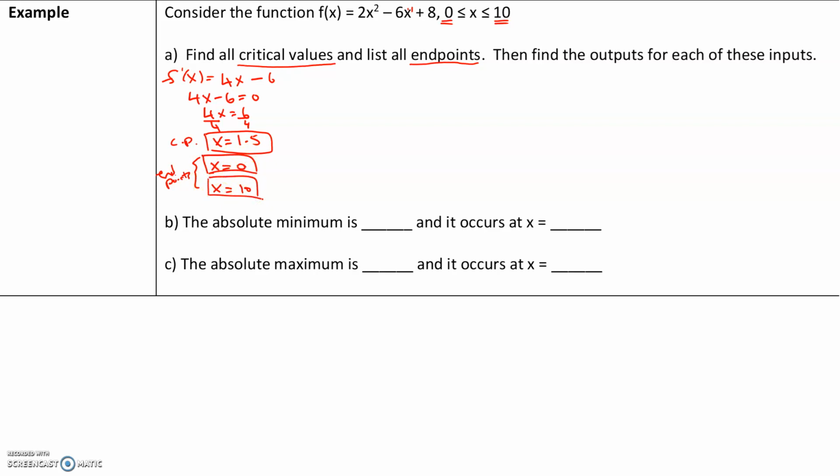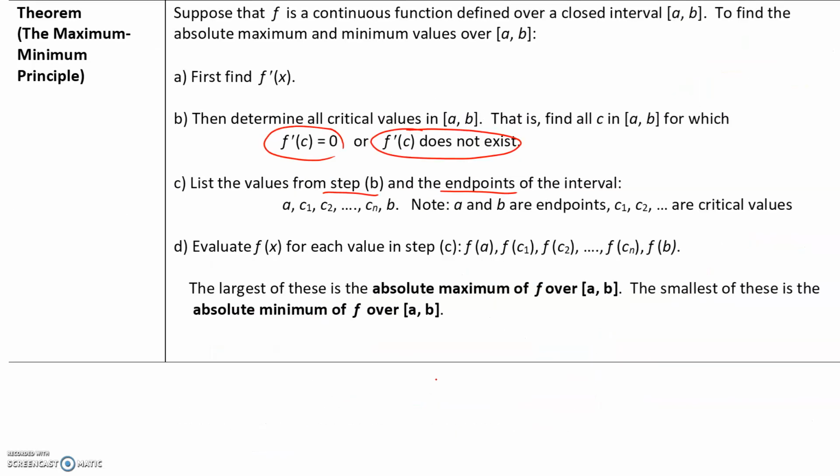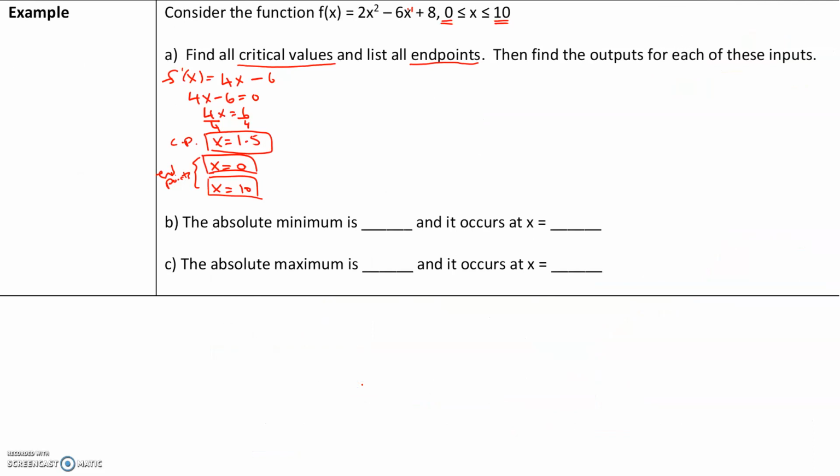Now, this theorem says that the absolute maximum or minimum can occur at the endpoints or at a critical point. So these are our only possibilities for us to get an absolute maximum or absolute minimum. So let's plug all these in.